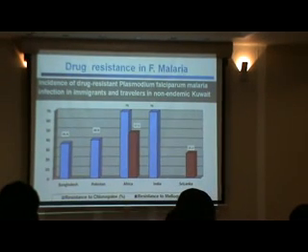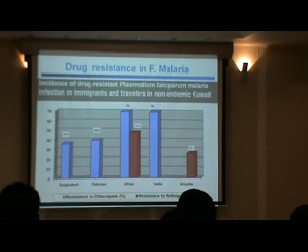This is again the percentage of failure which is found in different Southeast Asian countries.